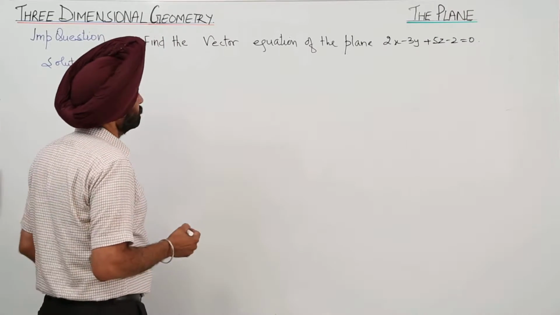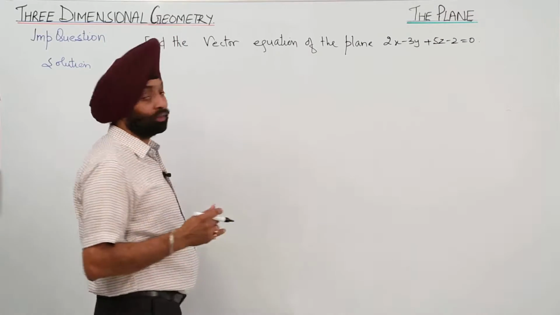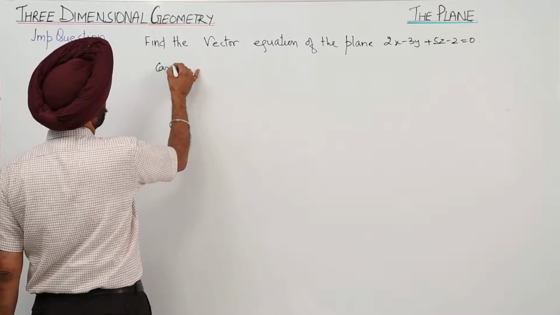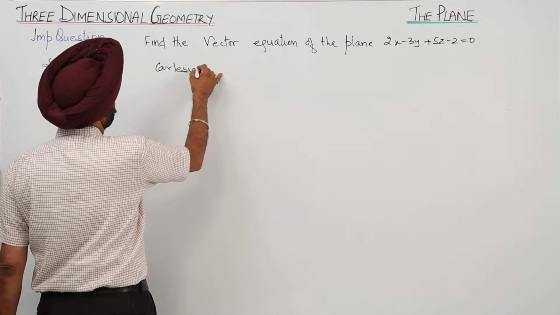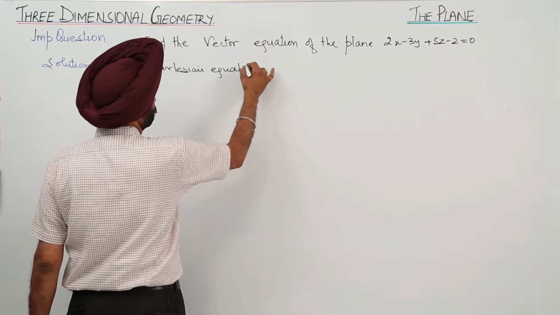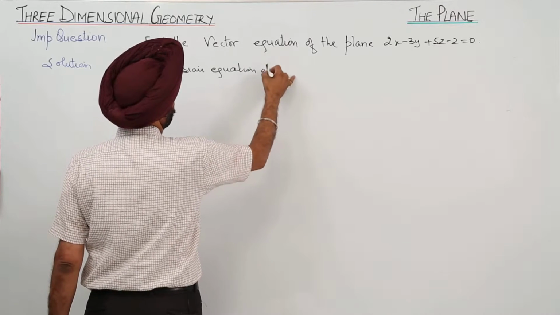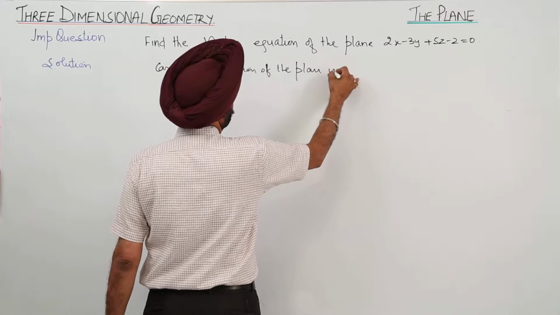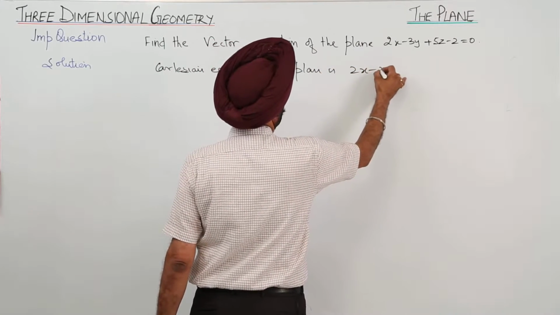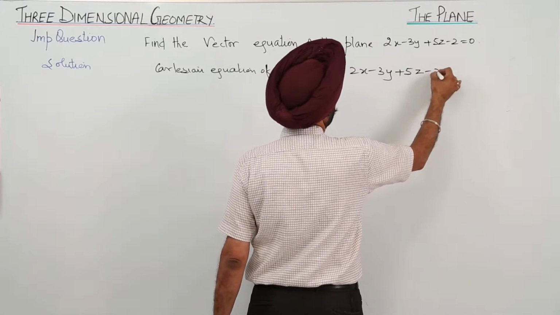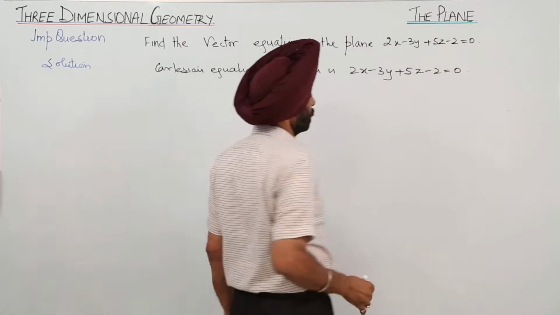Now in this question, Cartesian equation is given and we have to write it in the vector equation now. Cartesian equation of the plane is 2x minus 3y plus 5z minus 2 is equal to 0.